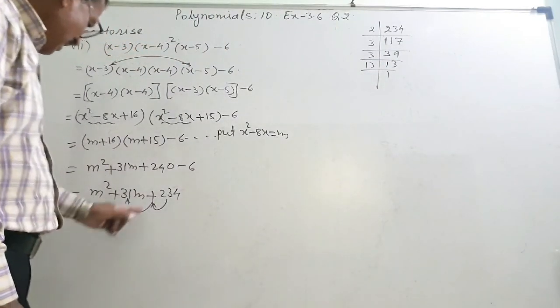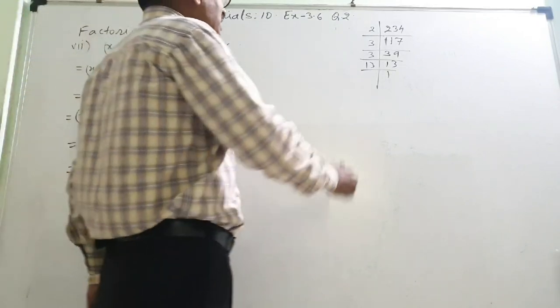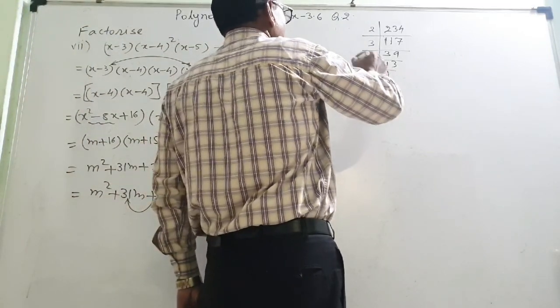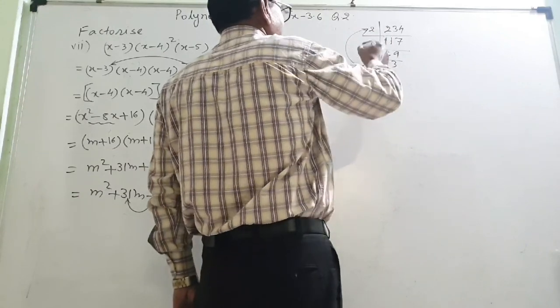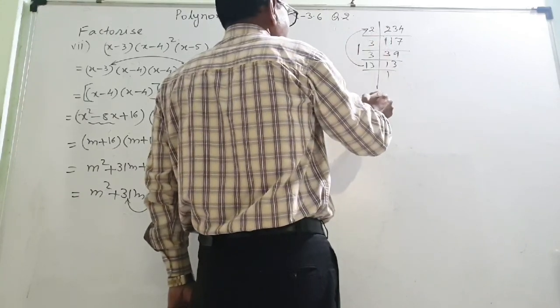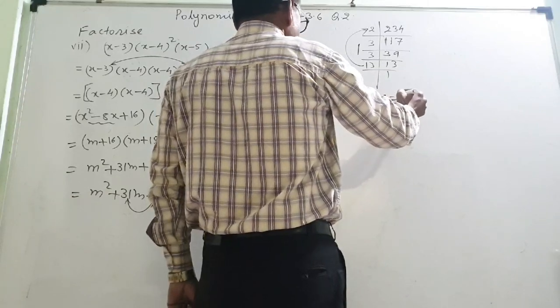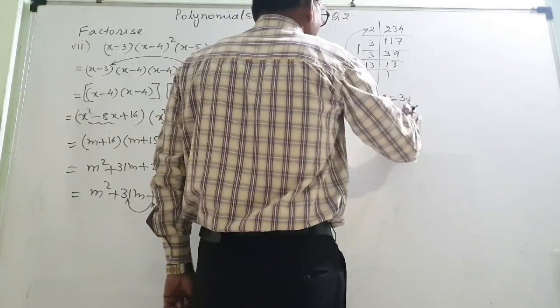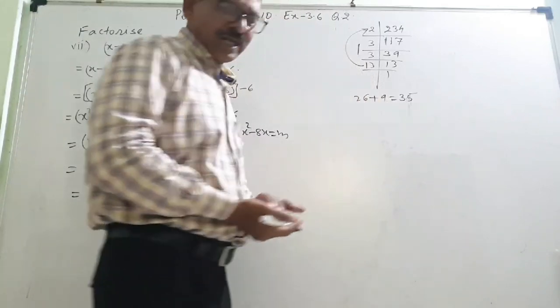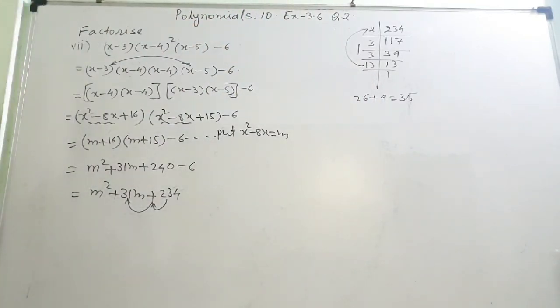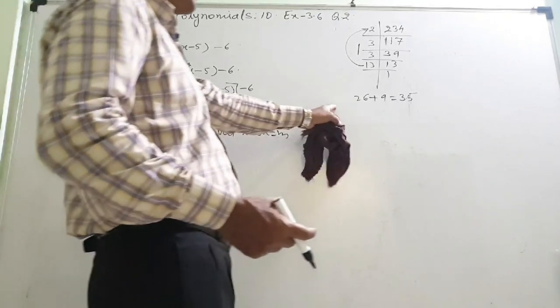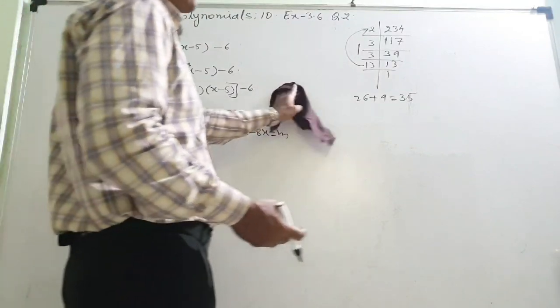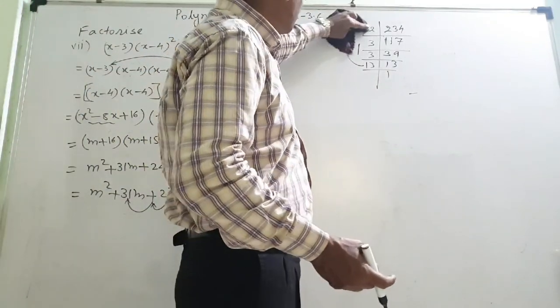I want their addition to be 31. If I take this 13 and 26, 26 plus 9 will be 35. That won't do. Let me check the sum first. Because I am an expert in taking the wrong questions. Okay, correct it is. So by this, the addition is coming 35. No, that won't do. So I will change it.